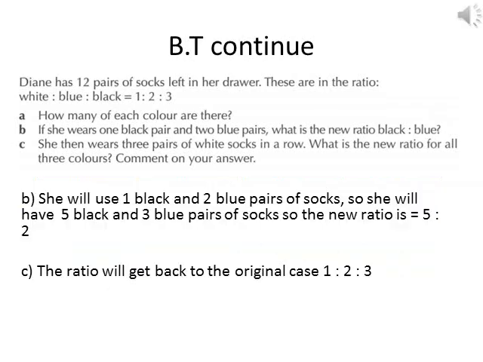So we solved question number A in the last slide, and starting from number B and C, they are here, the brain teasing really. So going through number B, if she wears one black pair and two blue pairs, what is the new ratio black to blue? I needed to focus here on the original ratio. It was white to blue to black, which was 1 to 2 to 3.